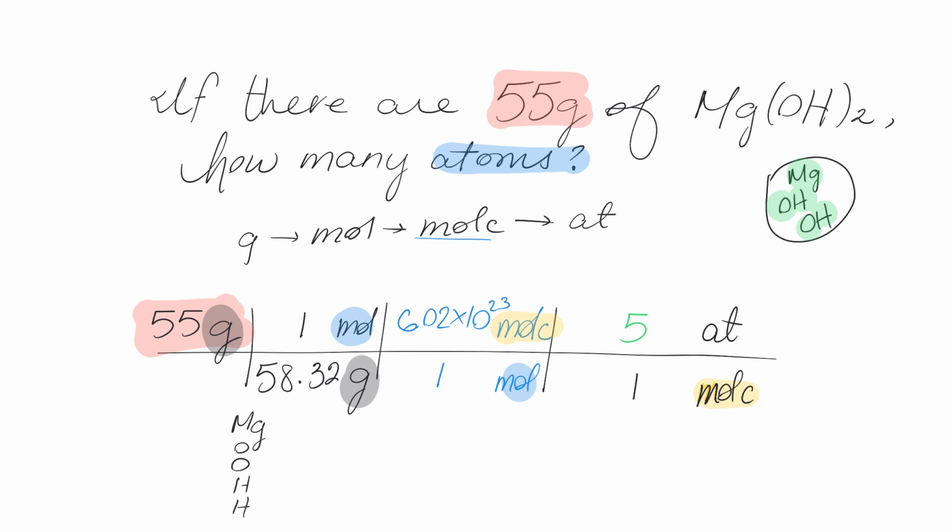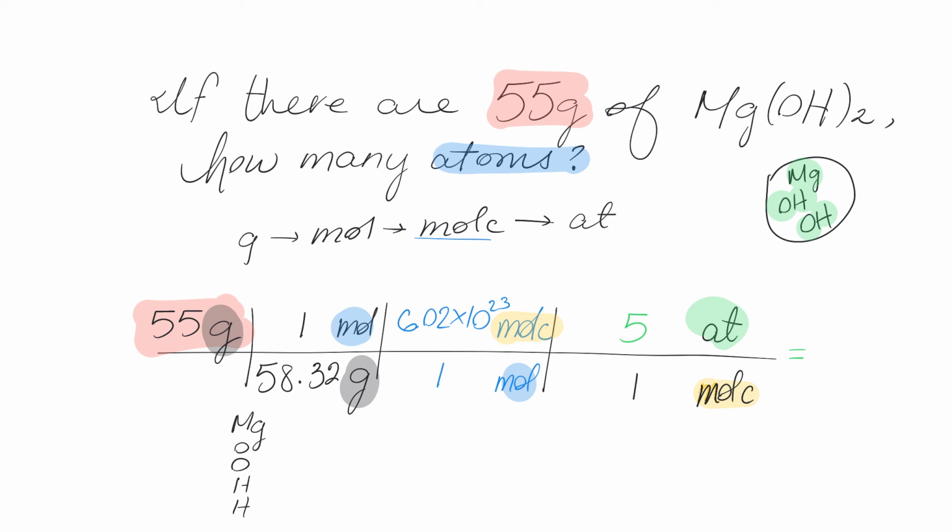All right, so now I've reached atoms. I'm done. So I'm going to stop. So now here's my next move. You are going to multiply all the way across the top. All the way across the top. So you're going to multiply 55 times 1 times 6.02 times 10 to the 23rd. Put that in brackets or you will mess yourself up. Times 5. Hit equals. Get that number. Divide that by 58.32.